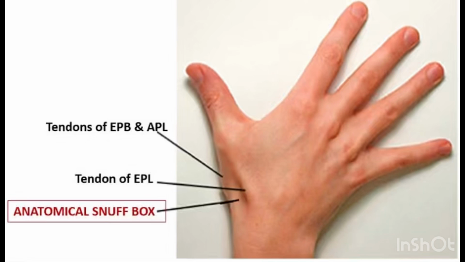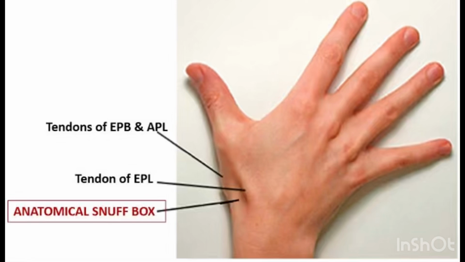So now, what is the anatomical snuff box, or the radial fossa? It's a triangular depression found on the lateral aspect of the dorsum of the hand. It is located at the level of the carpal bones, and it is best seen when your thumb is extended. If you extend your thumb backwards, you can see on the screen that the anatomical snuff box becomes prominent.